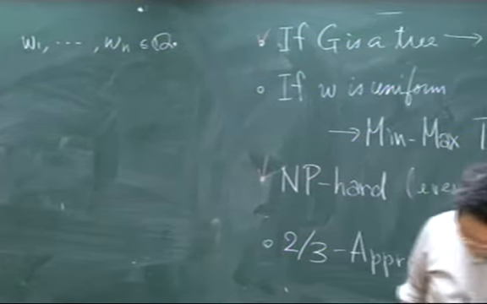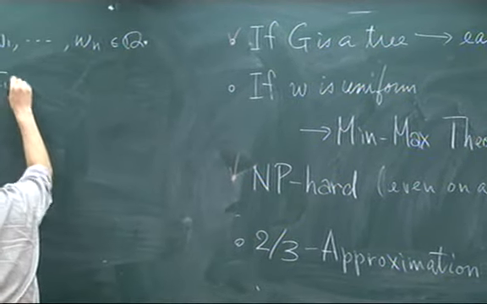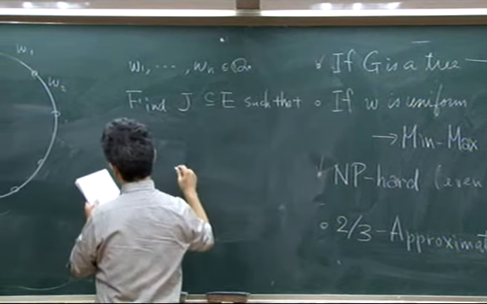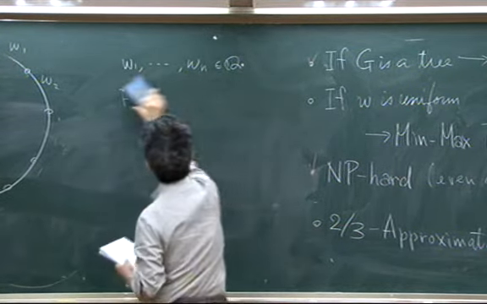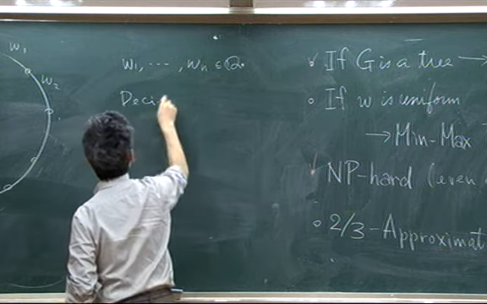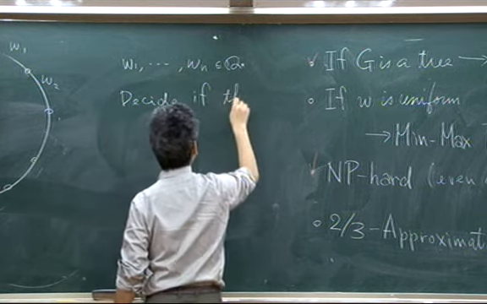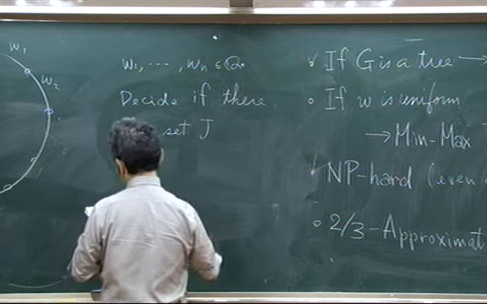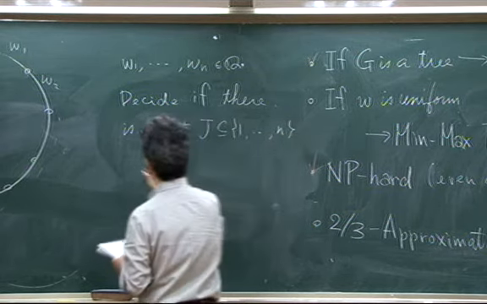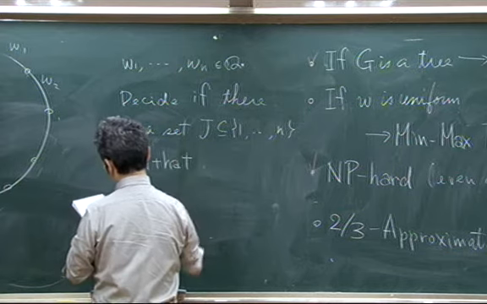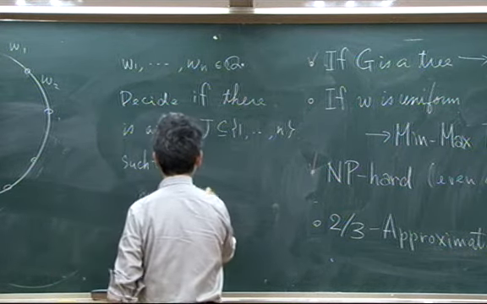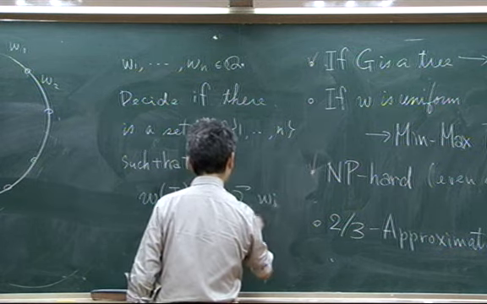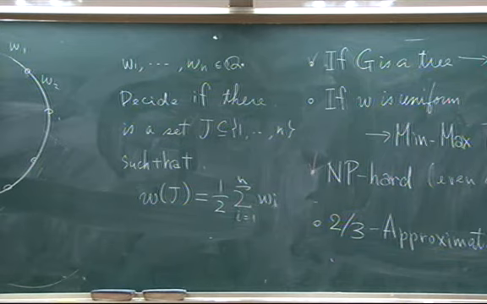I want to decide if there is a set J, a subset of 1 to n, such that W of J is half of the entire sum. This is a well-known NP-hard problem called partition.